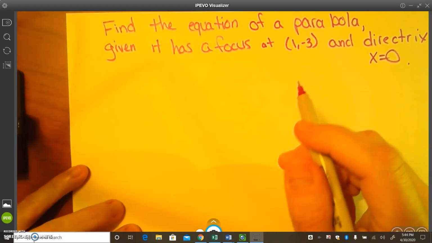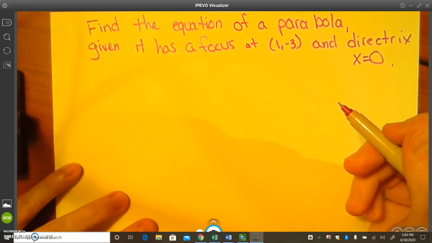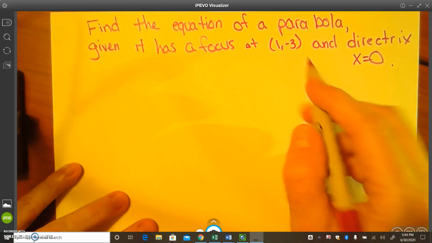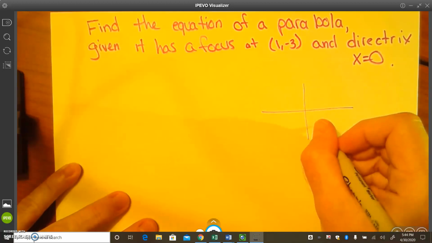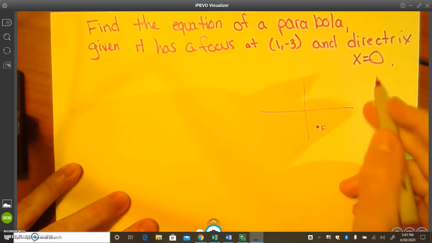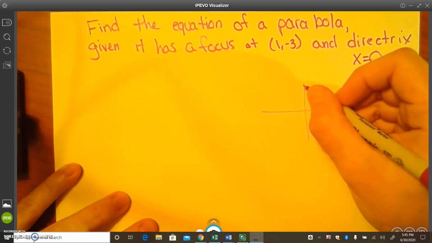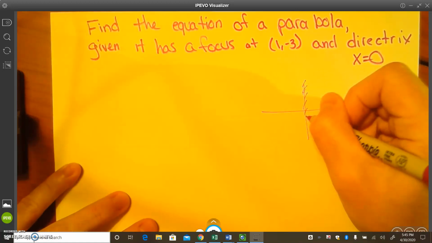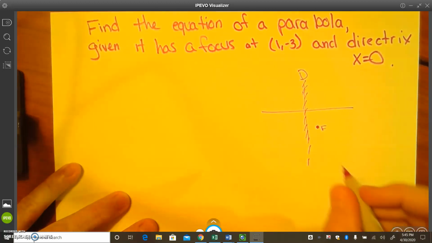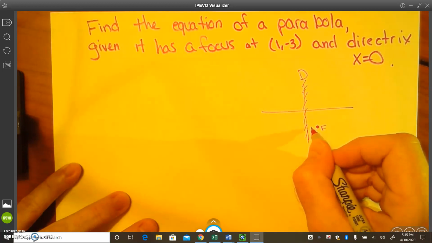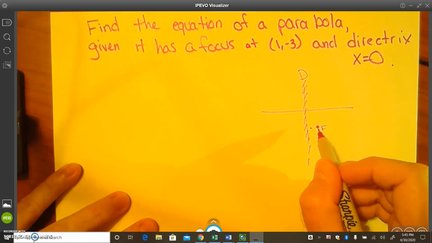So with parabolas more so than the rest, if you haven't already been considering this, just get a quick visual. It doesn't have to be anything near perfect for the graph. But for instance, I have a focus at 1, -3, and my directrix is x equals 0. So that's a vertical line at 0. Okay, so there's my directrix. So we right away know the point in the middle here is going to be my vertex.